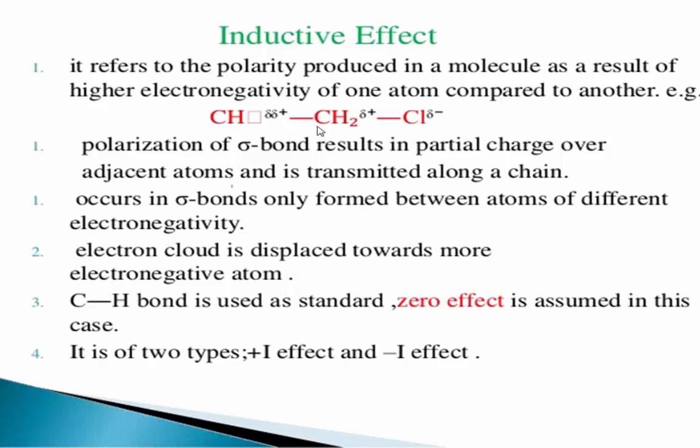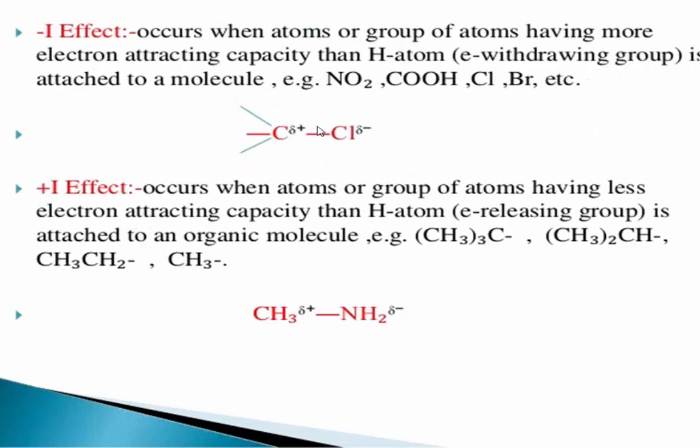In inductive effect, there are two types: one is positive inductive effect and another is negative inductive effect. What is negative inductive effect? Remember students, the substituent group shows negative inductive effect when the displacement of electrons takes place towards it. When you observe this example here, a carbon atom is present.